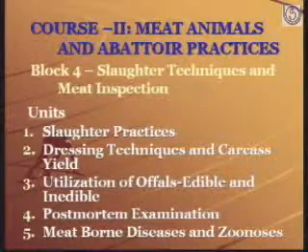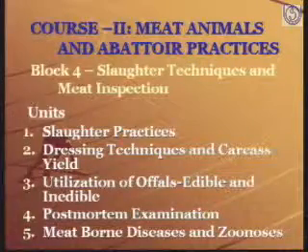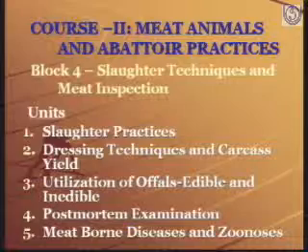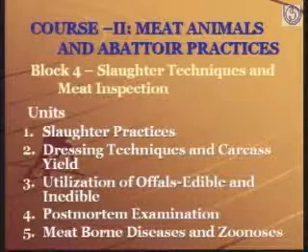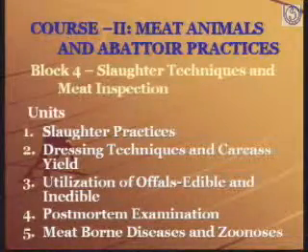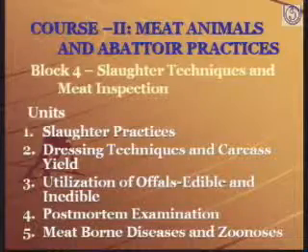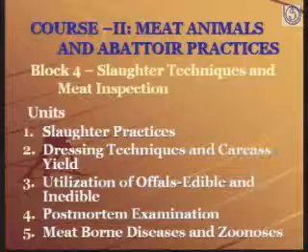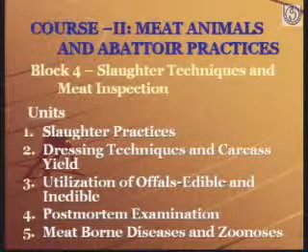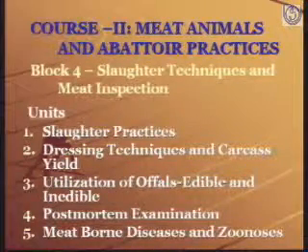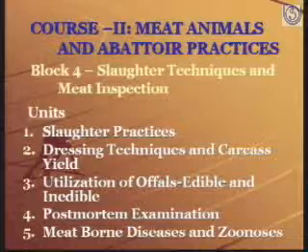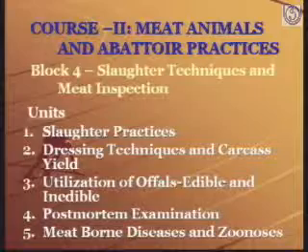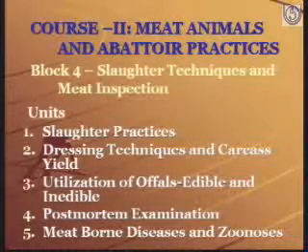Then we come to the dressing techniques and carcass yield. There are various types of dressing techniques. The main dressing technique is rail dressing or line dressing, where the animals are dressed on an overhead rail. This is very hygienic. Various rail techniques are there, like the intermittent powered rail system, continuous powered rail system, can pack system, gravity rail system, etc. We'll know about the advantages and disadvantages of these various dressing techniques.